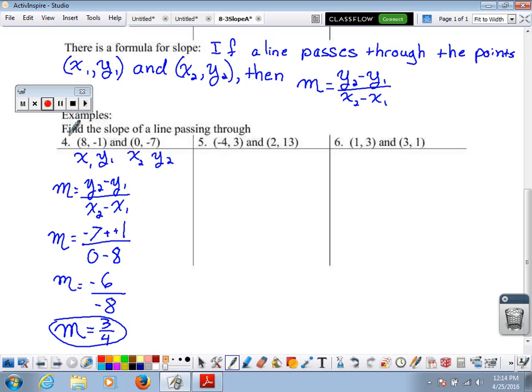Okay, number 2. Number 2, very, very similar. They've given us 2 points. They want the slope of the line that passes through. So we'll label them x1, y1, x2, y2. And we're using a formula, so we'll write that formula down. M equals y2 minus y1 over x2 minus x1.